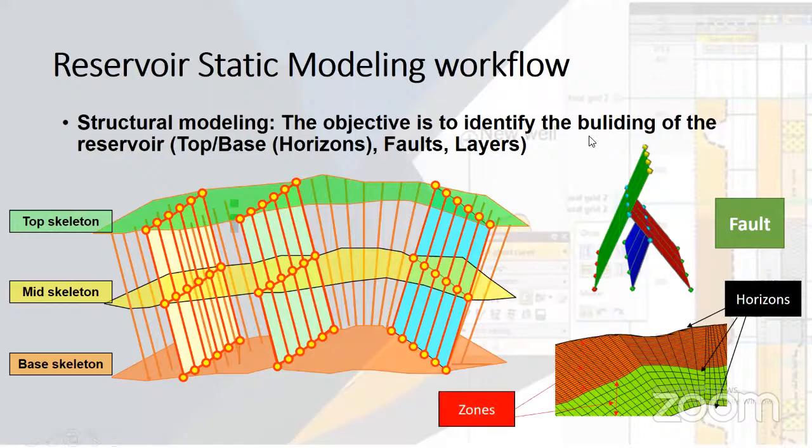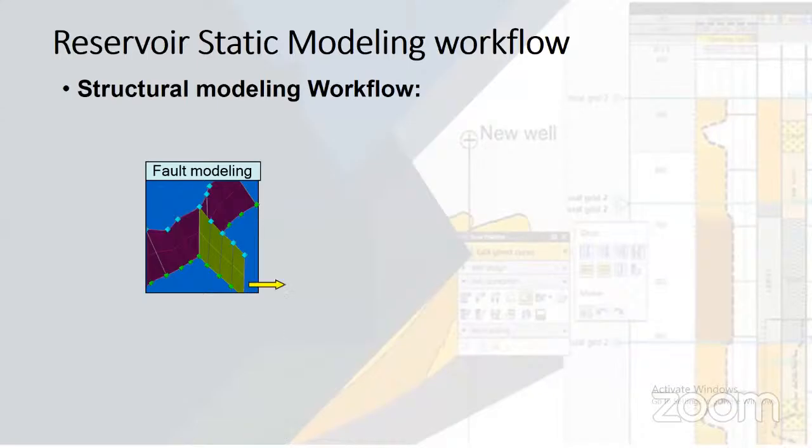Then the thickness between two horizons is called zones. Okay, so as you can see, we have two zones between three horizons. Then these zones will be subdivided into layers. Each zone will be subdivided into layers, and the zones are the thickness between two horizons. So that is for the structural modeling.